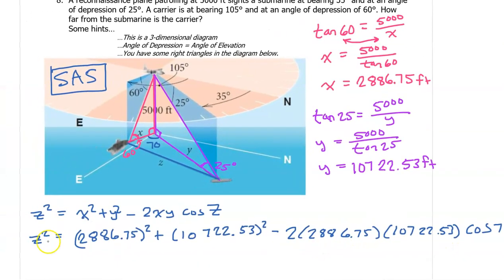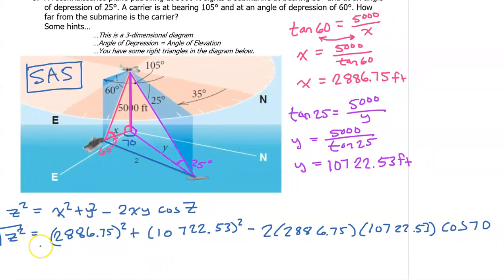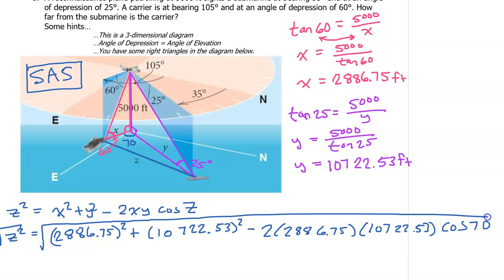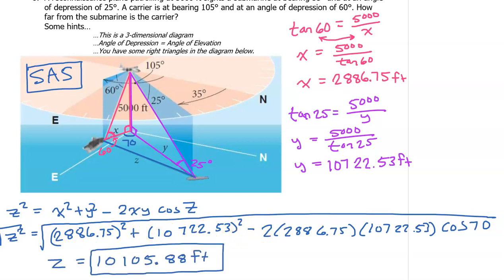And in the end, we need to take the square root of both sides. So what goes in the calculator will be the square root of all of this. All right, I'm going to spare you from watching me type this into a calculator, so I'm just going to do that off camera. So I'm getting 10,105.88 feet. That will be the distance between the carrier and the submarine.